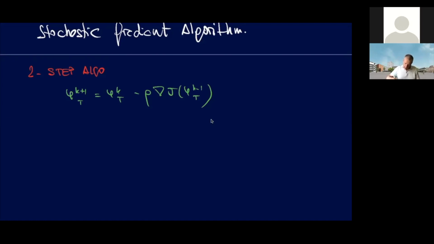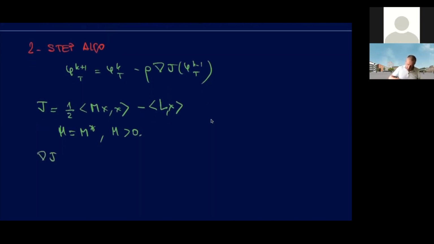You see, the J has the structure of a quadratic plus a linear form. So the J is simply like a quadratic form, if I simplify the notation, minus a linear form. And when J is quadratic like this and M is symmetric and positive, as it is our case, then the gradient of J is just the matrix itself.